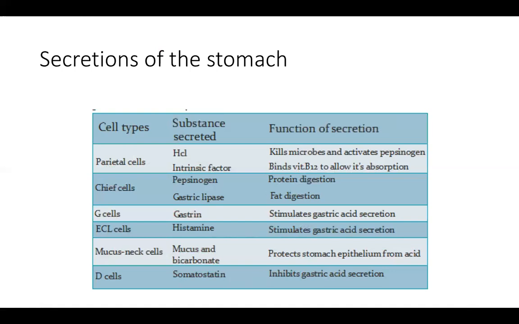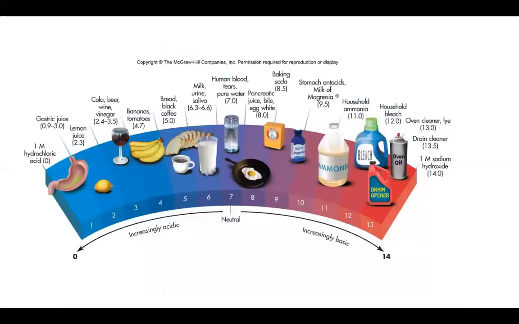Gastrin is a hormone that is secreted by the G cells, and it controls the release of the HCl, the hydrochloric acid, and the pepsinogen. So this is just a picture from your book, but I kind of like it because it shows the pH scale going from 0 to 14, with 7 in the middle being neutral. And just how acidic is the stomach? It is very, very acidic.